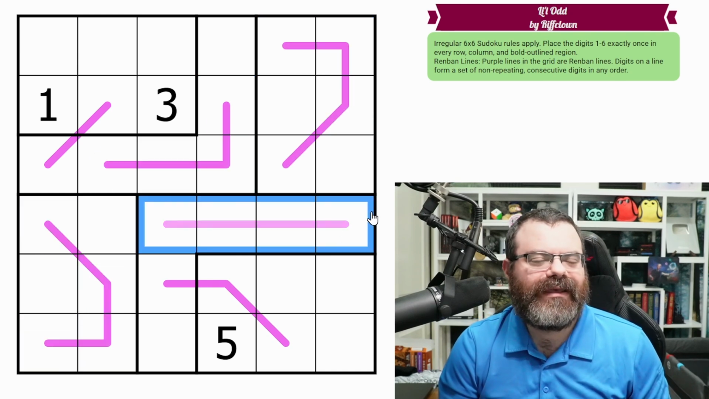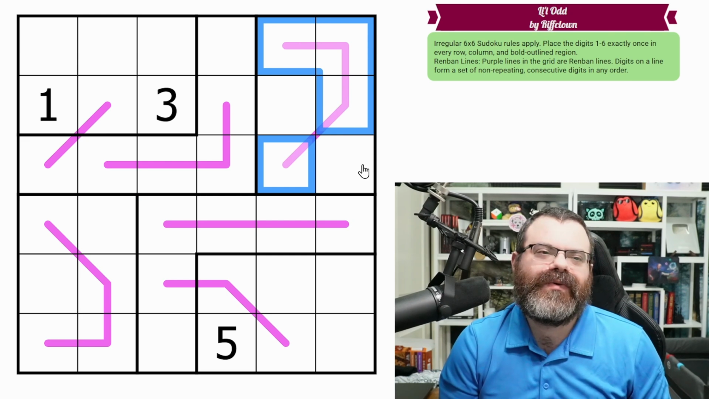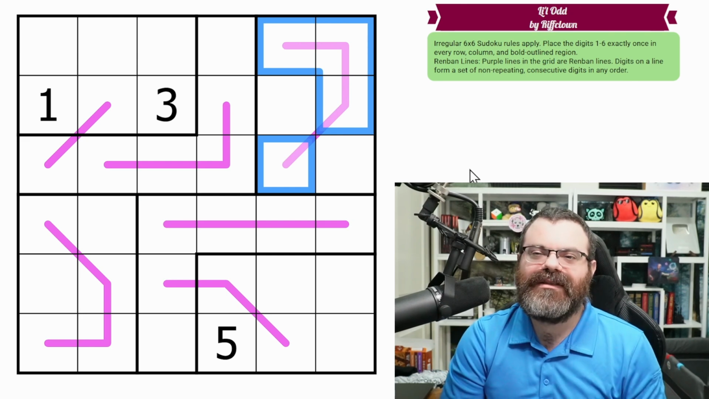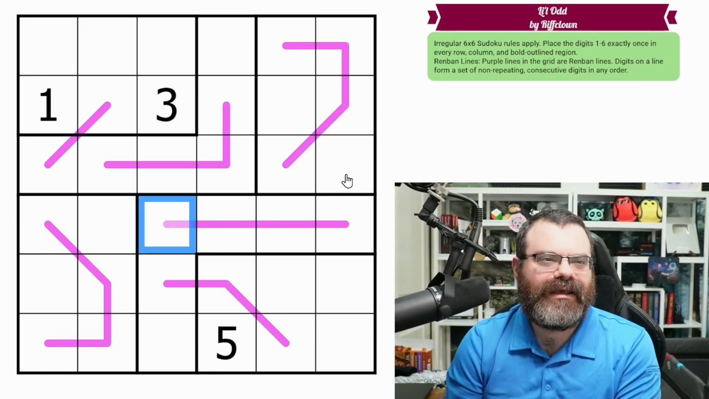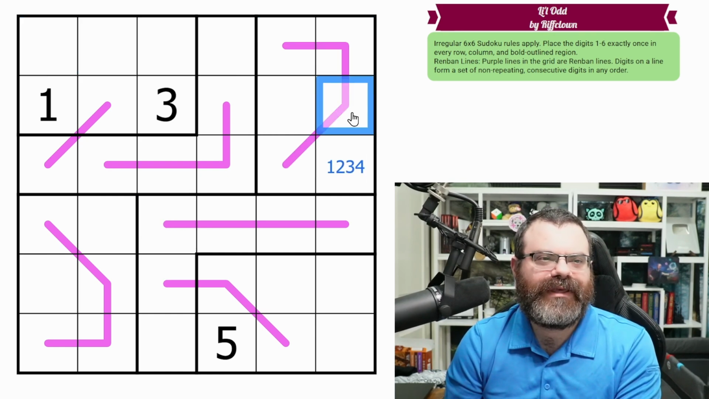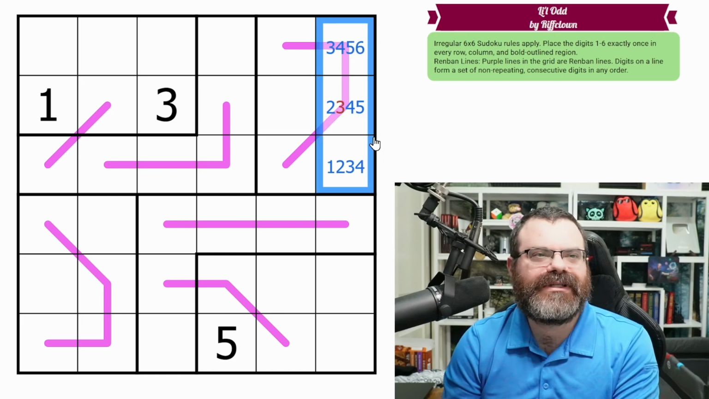There's an interesting thing going on many times in this puzzle, which is that we have these 4-cell renbands that are fully contained in a region. So the 4-cell renband can either be 1, 2, 3, 4. Let's actually write this out somewhere. They can be 1, 2, 3, 4, they can be 2, 3, 4, 5, or they can be 3, 4, 5, 6. Those are the 3 options.